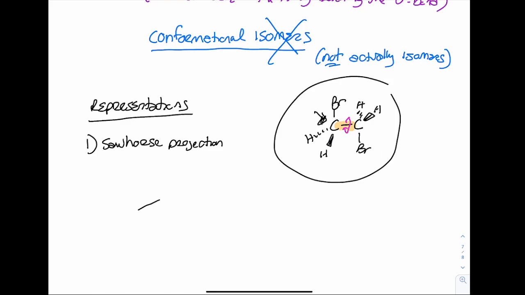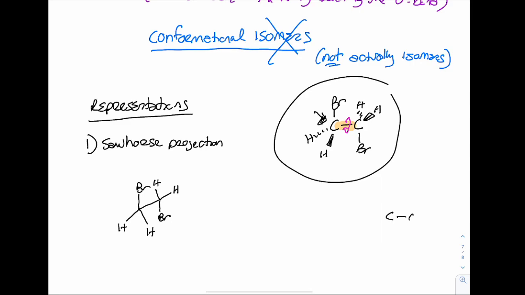You can pick either one, but that bromine is going up. And then I'm going to draw those two hydrogens. If I look at that back carbon, that bromine is going down, and then those two hydrogens. So that would be its Sawhorse projection.